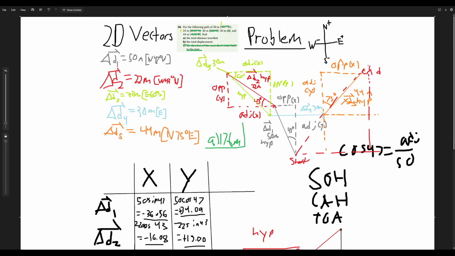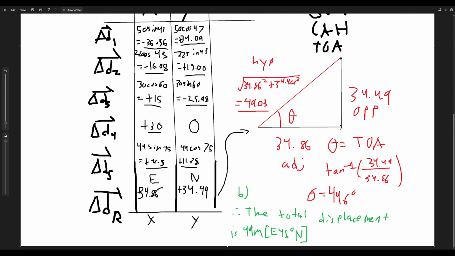And that's how you find the total displacement for a very complex 2D vectors problem with 5 displacements given with different directions. And our final answer was the total displacement is 49 meters east, 45 north.